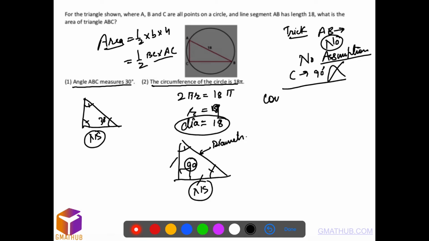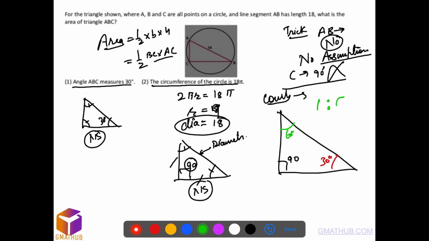If we combine the two, so this is the triangle. First statement says this is 90. Second statement says this is 90 and first says this is 30. So this becomes 60, 90, 30.